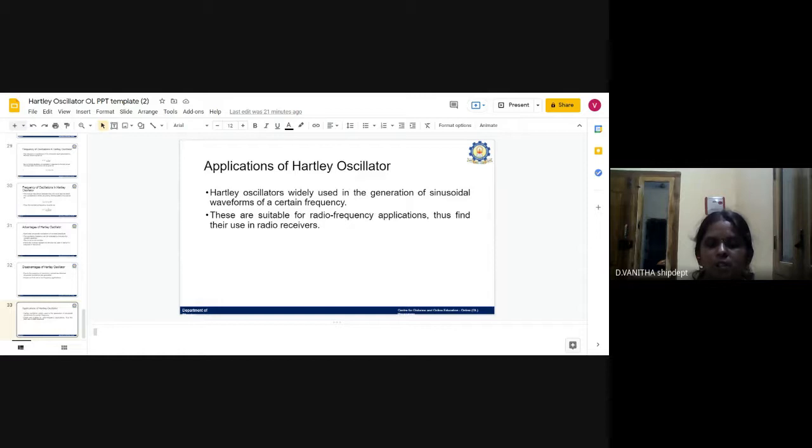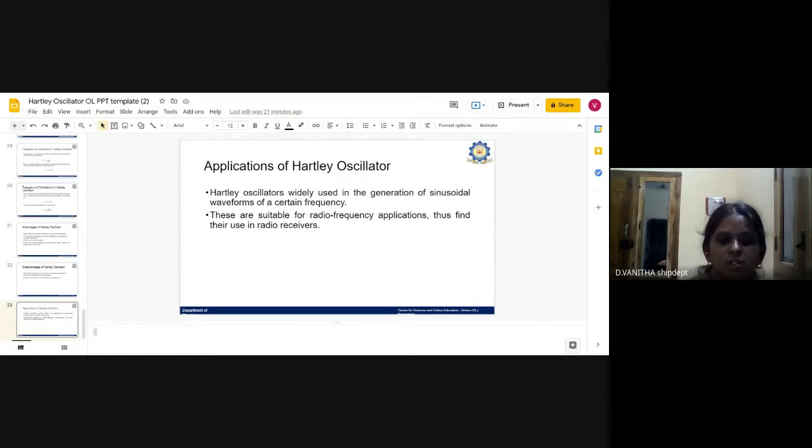The mutual inductance means when the current is passing through the primary coil, a magnetic flux is induced in the secondary coil. That is called mutual inductance. So here L equivalent can be calculated as L equivalent is equal to L1 plus L2 plus 2M. M is the mutual inductance.